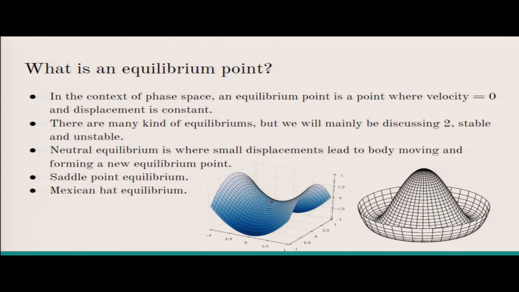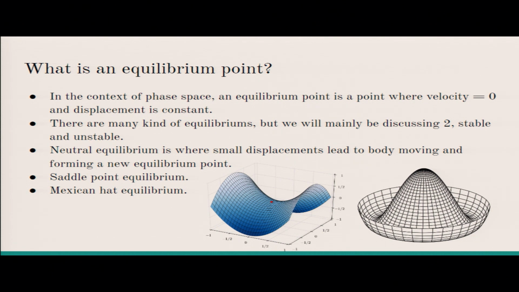Next we'll see what an equilibrium point is. In phase spaces, an equilibrium point is when the velocity is zero and the displacement remains constant. There are many types of equilibrium. We'll be mainly discussing stable and unstable, which we'll see in the following slides. And there are also other kinds, such as neutral equilibrium. Neutral equilibrium is where a small displacement in the body will lead to the body moving, and a new equilibrium point will be formed.